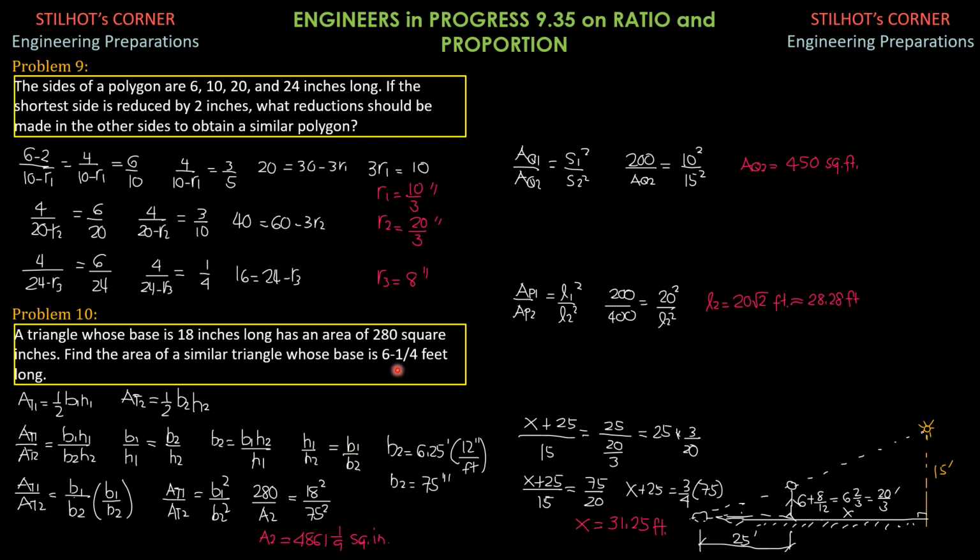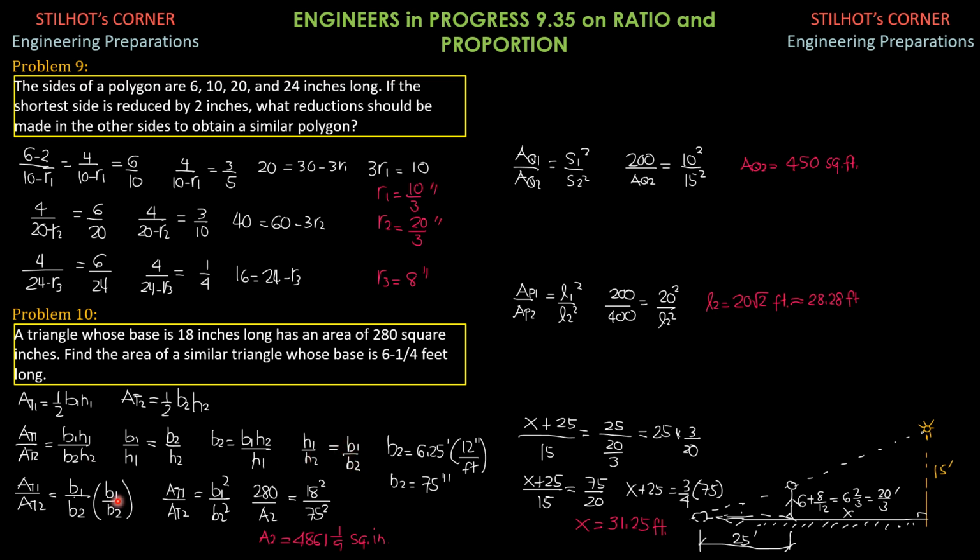Now, B2 is 6 and 1/4 feet or 6.25 feet. Let's convert that to inches. So times 12 inches per foot. So that means base 2 is 75 inches. So replacing the H1 over H2 ratio here by B1 over B2, the area of triangle 1 over area of triangle 2 is B1 over B2 times H1 over H2, which is B1 over B2.